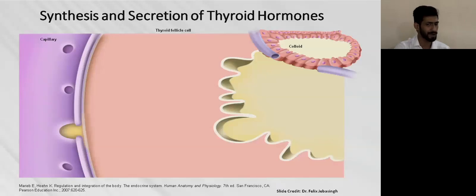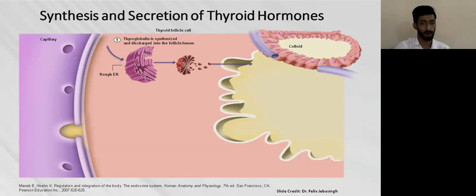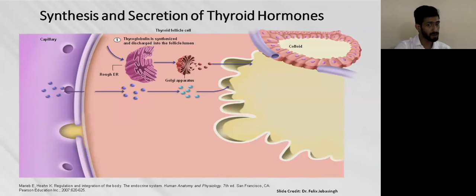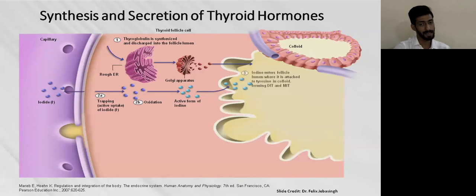Okay. Now, quickly looking at the steps of synthesis and secretion. Again, just a quick revision of biochem. We would have all gone through it multiple times. So it all starts with thyroglobulin, which is synthesized and discharged into the lumen. After which there is an active iodine uptake, which then undergoes oxidation to form an active iodine molecule, which then comes into the lumen of the follicle, where this combines with thyroglobulin, with tyrosine to form mono and diiodotyrosines.